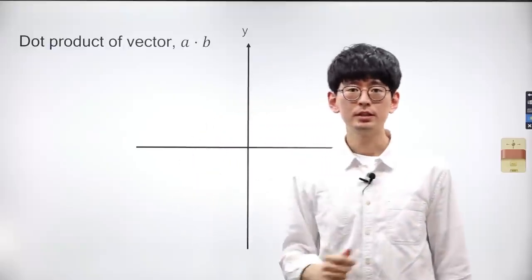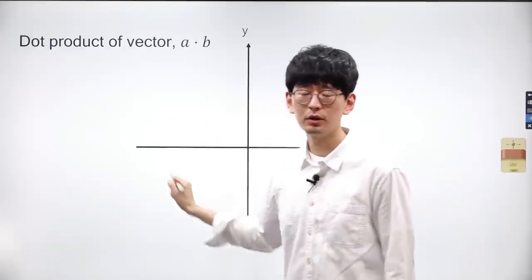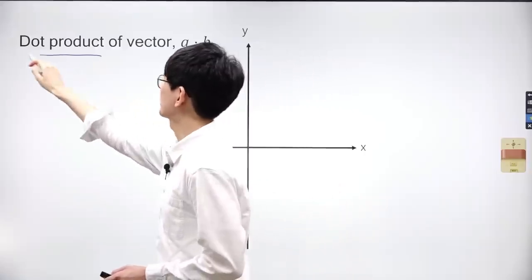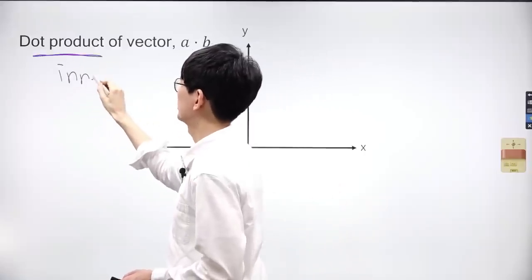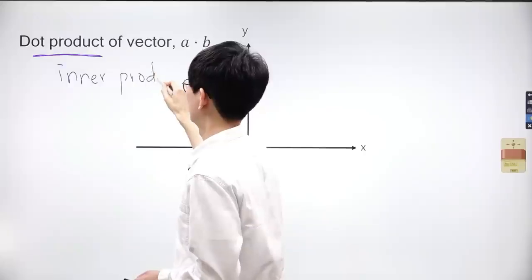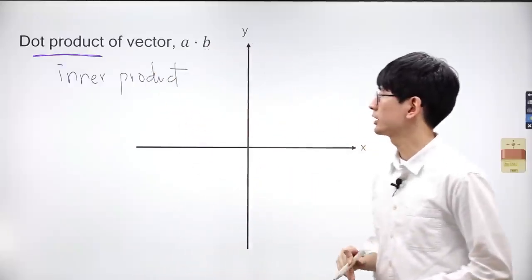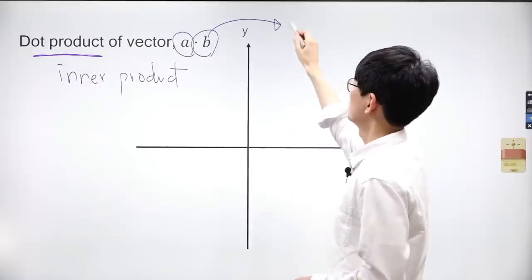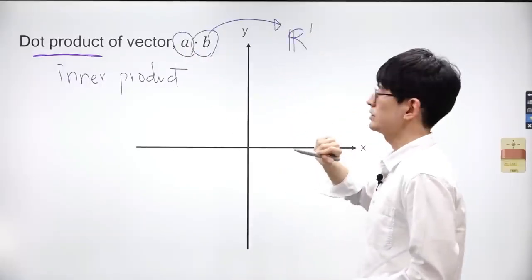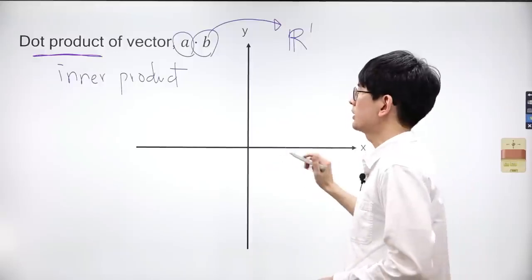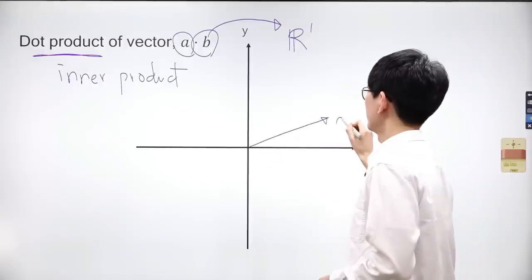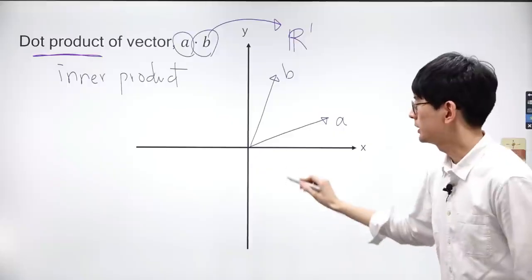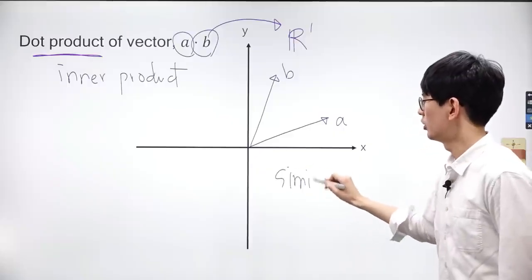Let's return to vector operations. Previously, we learned about operations such as addition and scaling. In addition to this, the dot product, or inner product, is another important operation. The inner product is an operation between two vectors that returns a scalar. Suppose we have two vectors A and B. Let's plot them on the plane. We can calculate the similarity of the two vectors using the dot product.